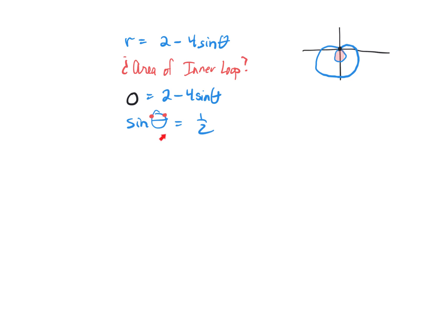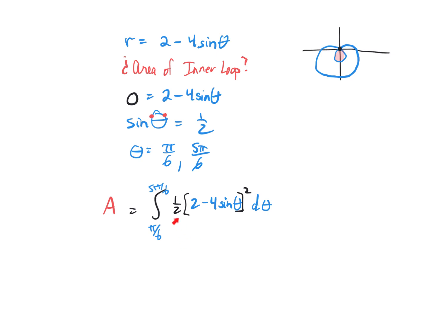That's when the sine of theta is 1/2, which is at 30 degrees and 150 degrees, or pi over 6 and 5 pi over 6. You can verify very quickly that this graph starts here, and as you start pointing at pi over 6 and keep rotating, you get to the origin, and then as you keep rotating, it's not till theta is 5 pi over 6 that you're at the origin again. We have our limits of integration, people.